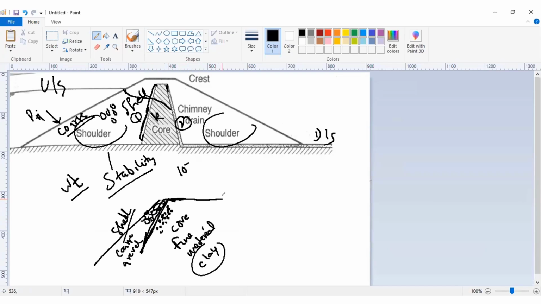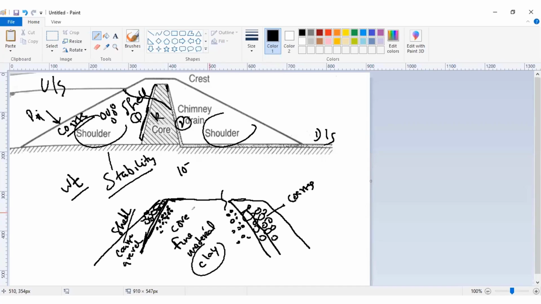But when you see the downstream end, you see here what is happening. This is a coarse material, and the size of these coarse materials is large, and because of that, the void size is large here, and these particles are finer in nature.